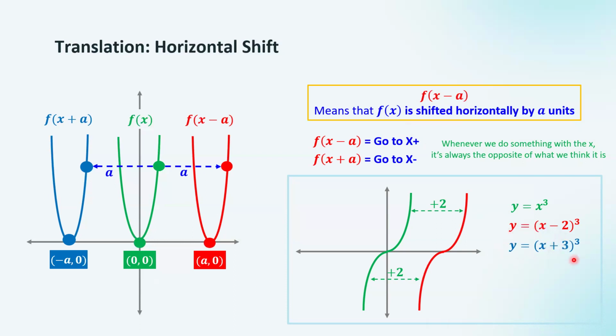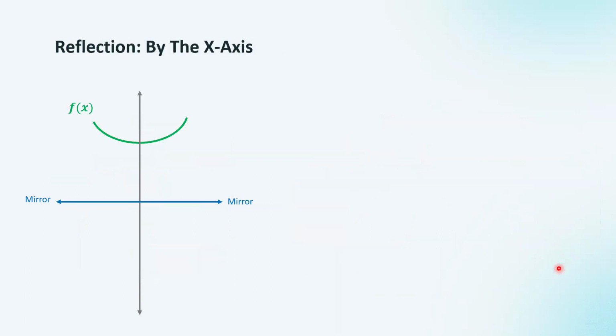How about this one, guys? (x plus 3) cubed. Can you try to guess where it will be? Remember, x plus a, we go to the x negative direction, which means it's going to be over there. So plus 3 means we go 3 points to the left. Right, now let's try to talk about reflection.